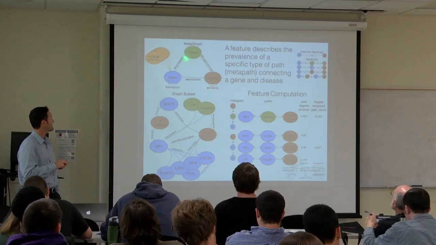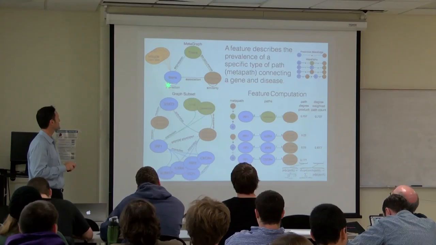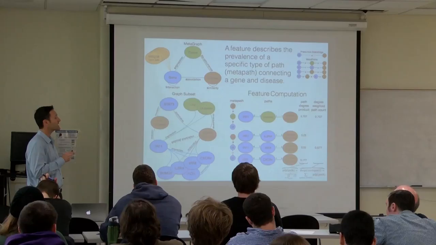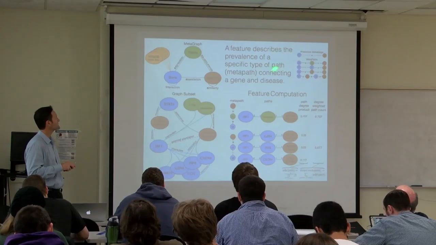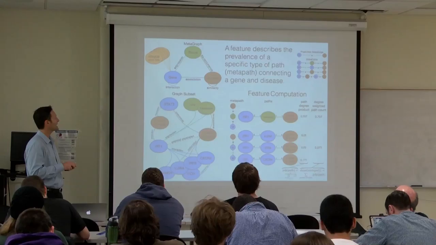So this is the metagraph, again, where we're going to be taking into account genes, tissues, diseases, and then a number of annotations of those genes, so the functions of those genes. And when I refer to a feature here, it describes the prevalence of a specific type of path, what we call a metapath, that connects a given gene to a given disease.